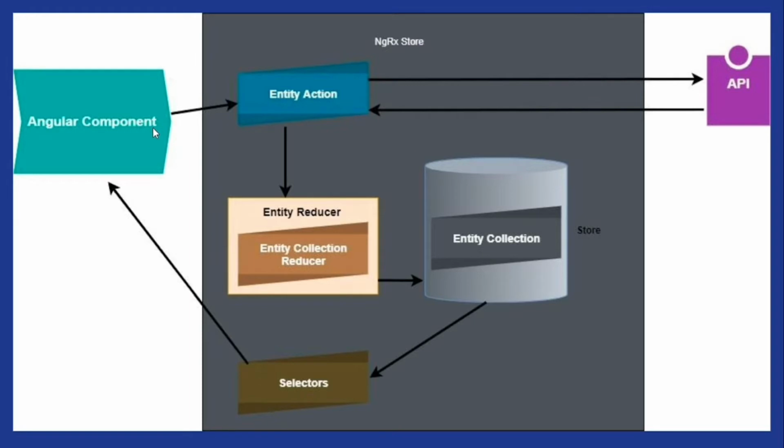Let's go through it again. The component invokes an entity action. The entity action either directly communicates with the entity reducer or communicates with the HTTP request API. Once the request API is invoked, it will return the data. Once the response is received, a new action method will be triggered. That action method communicates with the entity reducer. That entity reducer pushes data into the entity collection. So selectors can sense the change in the state. Once the change happens in the entity collection, it automatically updates the data in the components. Okay, that is the flow.